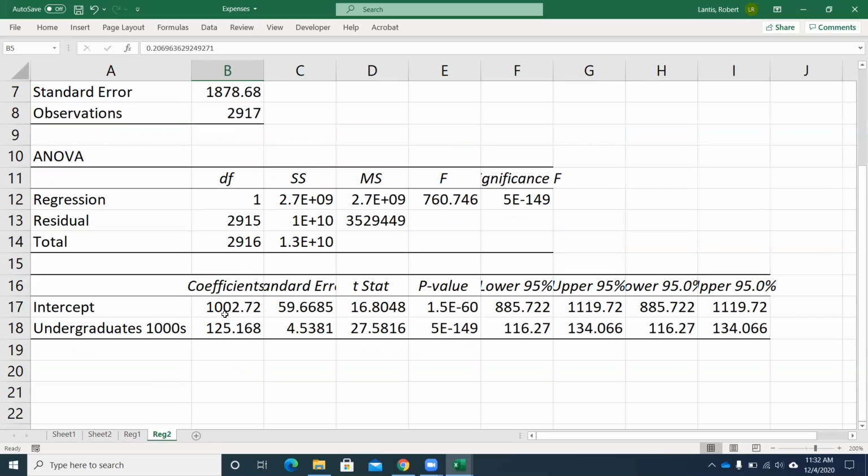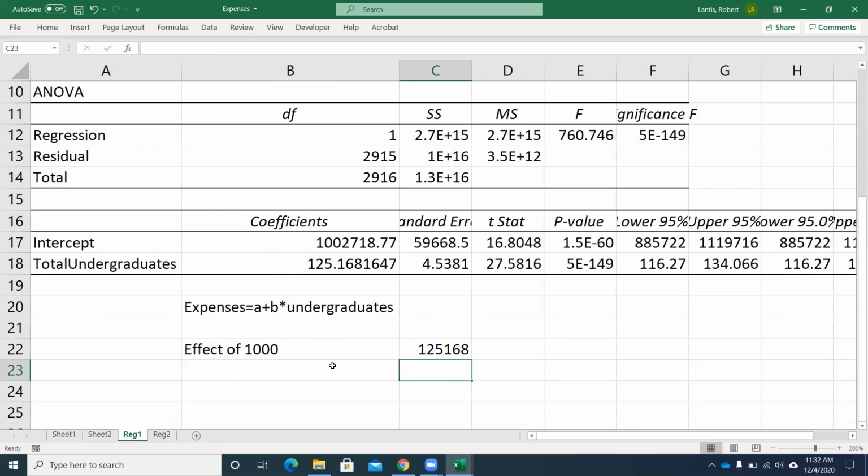I don't know, it's just interesting to see that you're going to get the same effect no matter what units your x variable is in. It's just here, maybe it took us a little bit more time to find the effect of a $1,000 change.